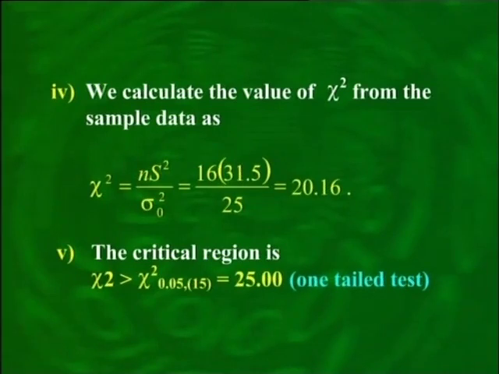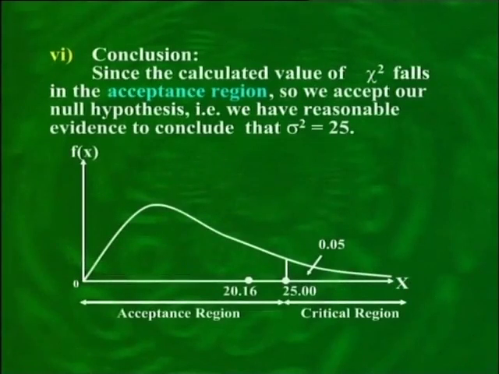20.16. The next step is the critical region, and since this is a right tail test, students, therefore we will look against 16 minus 1, that is 15 degrees of freedom under 0.05, and doing so we obtain the critical value as 25.00. Since our computed value 20.16 is less than 25, therefore we accept the null hypothesis, and we do not find evidence to conclude that the variability in the tensile strength is greater than 25.